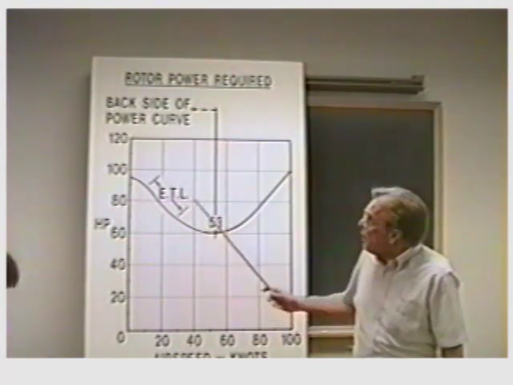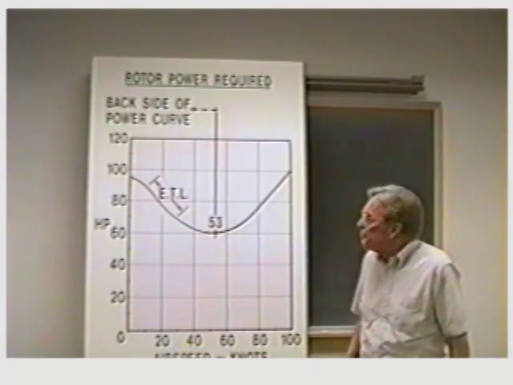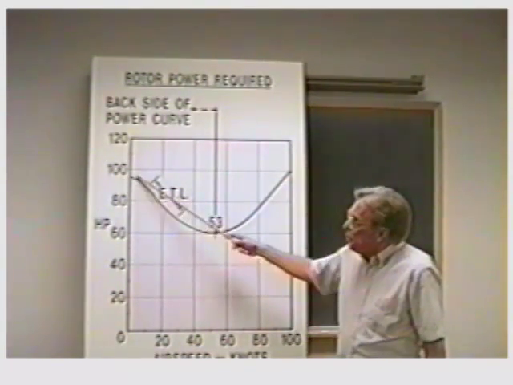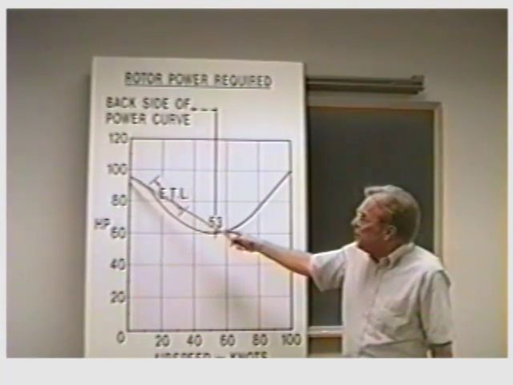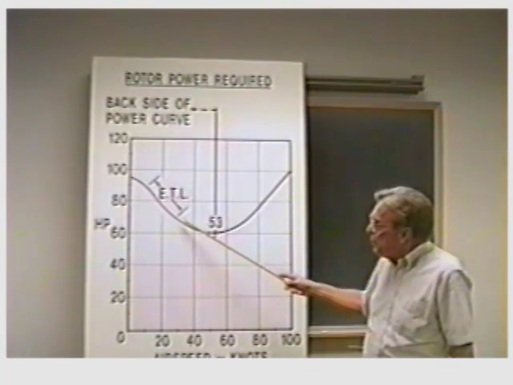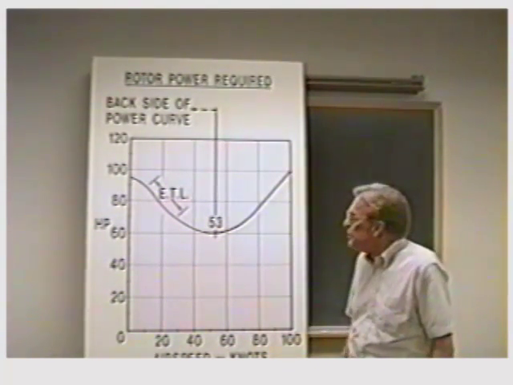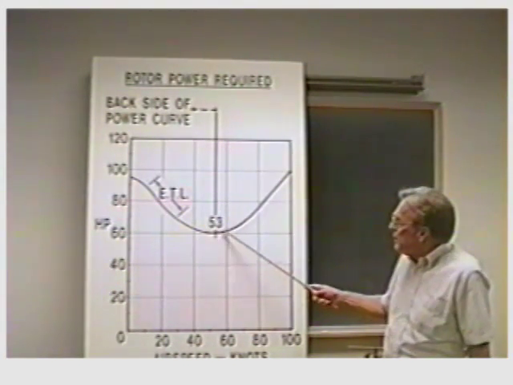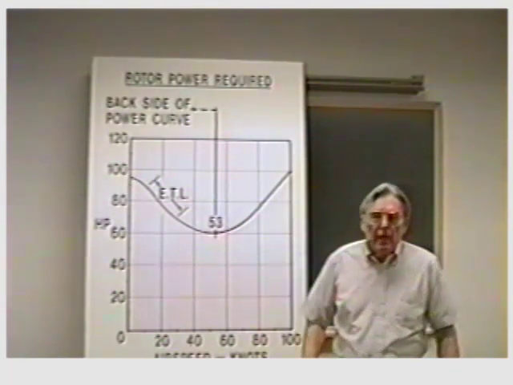This is the power required curve for the R-22, which would be very similar for any helicopter. Here at zero airspeed, a fairly high power is required if you were hovering in ground effect. As you start to move forward, the power required drops off very rapidly as you go through effective translational lift, and then bottoms out here at about 53 knots. Then it starts back up again and goes up quite steeply as you go into high-speed flight.